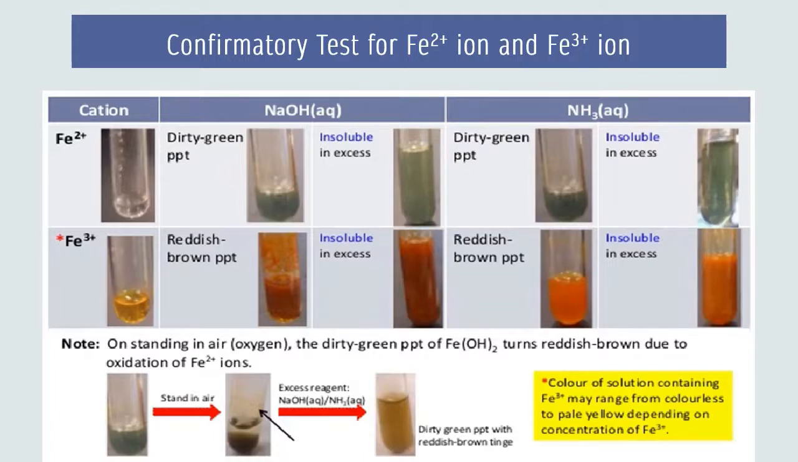While for the iron 3 ion, when sodium hydroxide solution is added into the iron 3 solution, it will produce a brown precipitate. The brown precipitate is insoluble in excess sodium hydroxide solution. The observation is also the same when we add the ammonia solution into the test tube containing iron 3 ion solution. So you have to remember how to identify both ions because we will use it to identify the ion during the redox reaction.